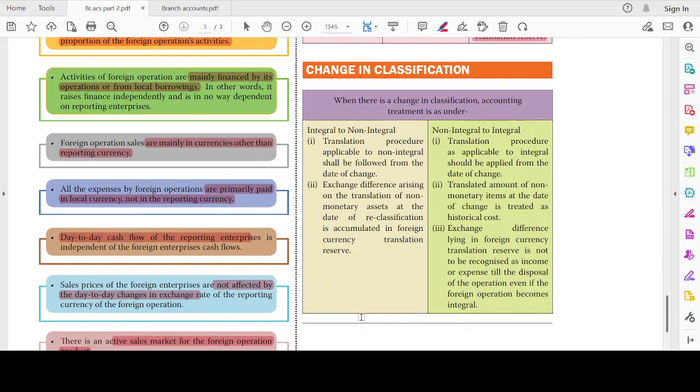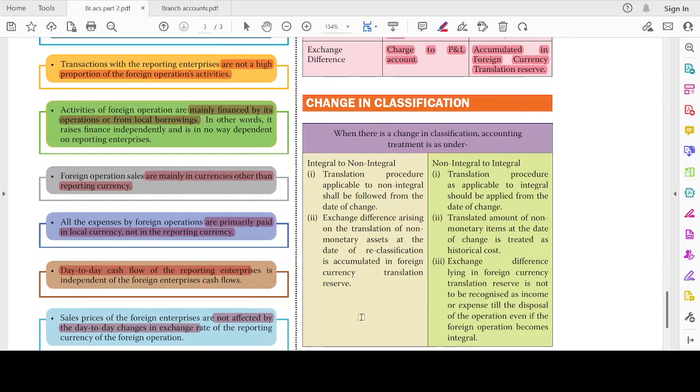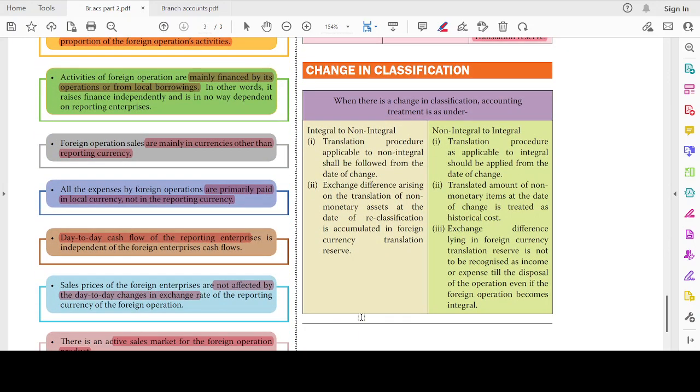Clear, right? Now, the last part of the session, change in classification. When there is a change in classification, the accounting treatment changes. What happens is that an IFO is now going to become a NIFO, or a NIFO is now going to become an IFO. So let's understand IFO to NIFO. Translation procedure applicable to non-integral shall be followed from the date of change. From the date of change, I will follow the NIFO procedures.